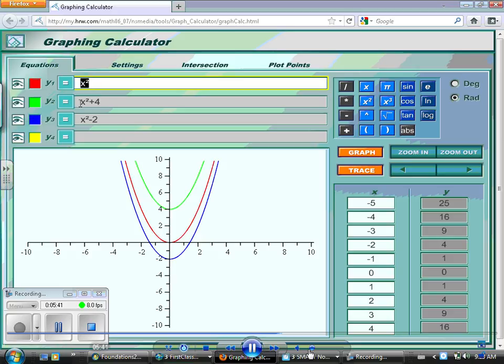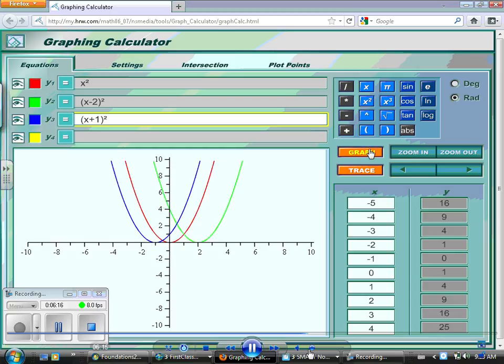X squared, x minus 2 squared. Okay, we're going to get rid of the Q value there. We just still want a Q value of 0. Okay, and an x plus 1 squared. So we're going to have a positive value of Q. Okay, actually, the positive value of Q is when you have x minus 2, P of P. So x minus P, so that means in the green graph, P equals 2. In the blue graph, P equals negative 1.